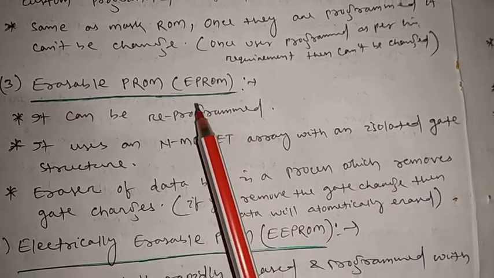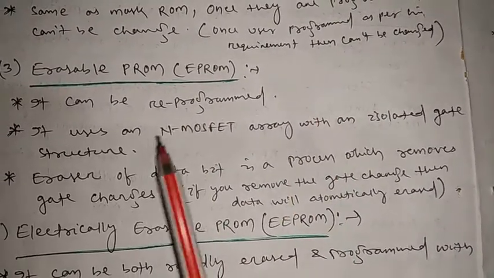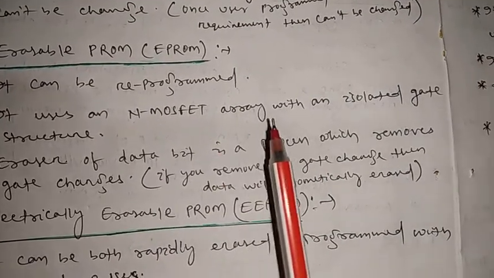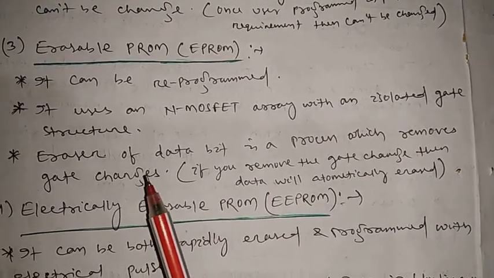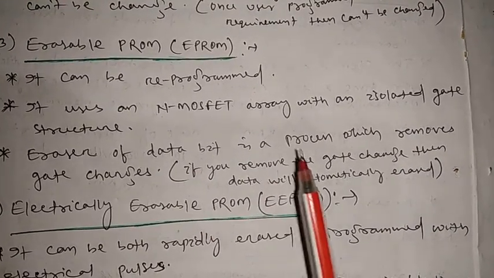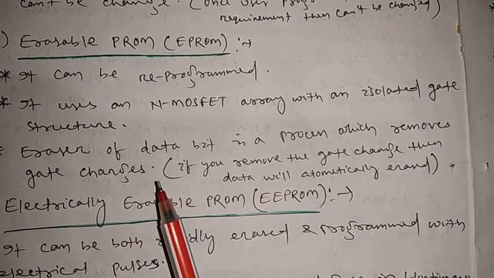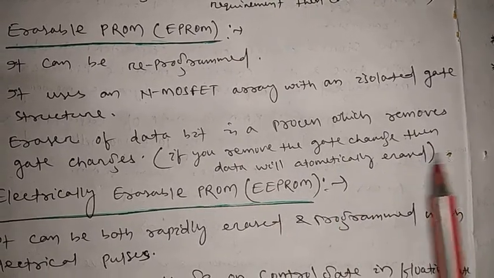The next one is EPROM, erasable programmable read-only memory, which means it can be reprogrammed. It uses an n-MOSFET array with an isolated gate structure. Erasure of a data bit is done by a process which removes gate charge. If you remove the gate charge, then the data will be automatically erased.